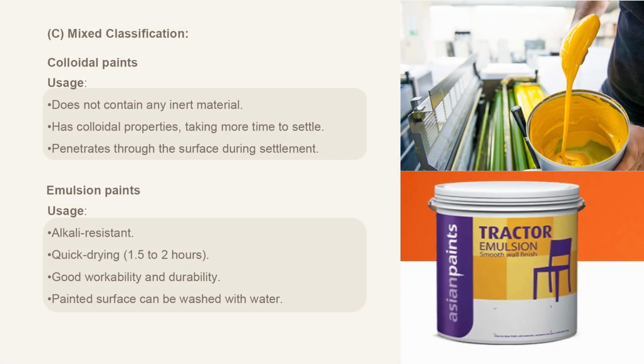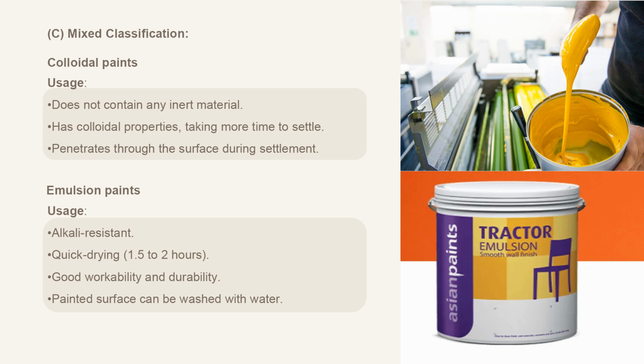Next, we have colloidal paints. Colloidal paints are unique because they don't contain any inert materials. Their colloidal properties mean they take longer to settle, penetrating the surface deeply as they do. Look at the high-end art galleries and museums. They often use colloidal paints on their walls to ensure a deep, even application that enhances the overall appearance of the artwork.